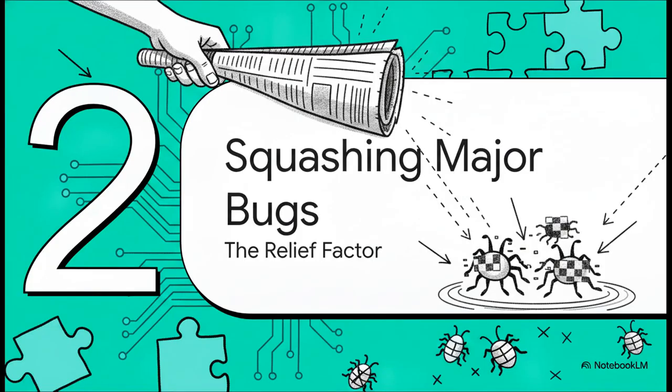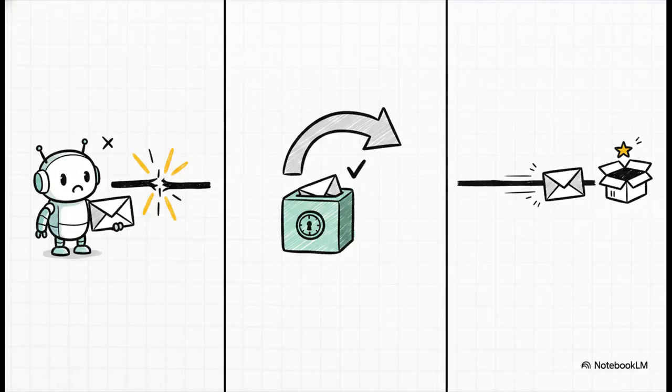Let's move on to Section 2, squashing major bugs. The relief factor. Any developer knows the absolute relief of reading a changelog and seeing that one specific bug that has been driving you crazy is finally gone. Let's look at some serious pain points.